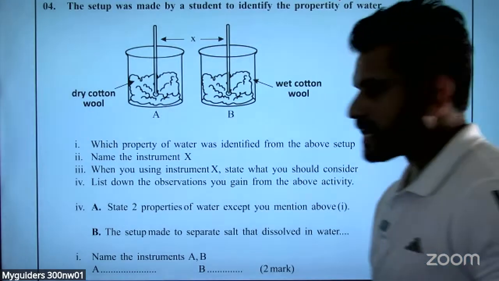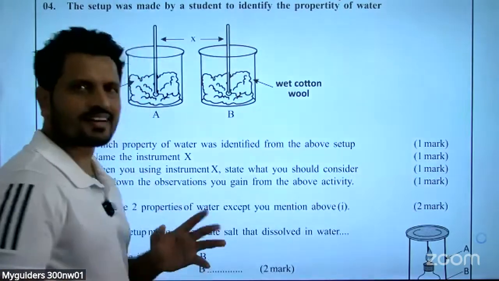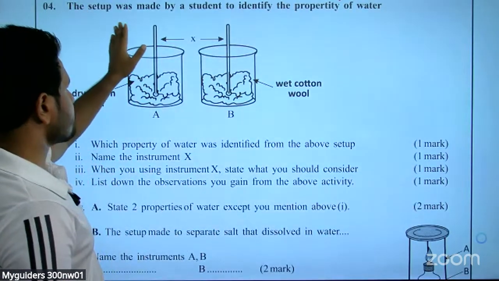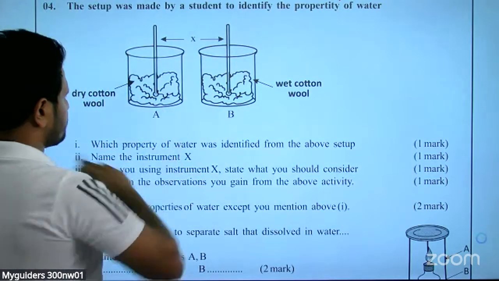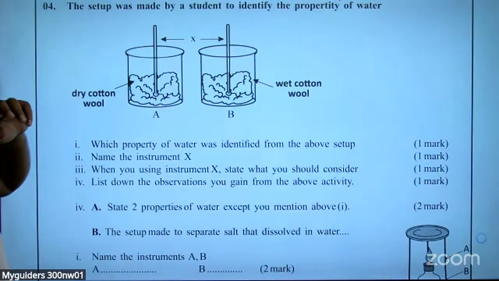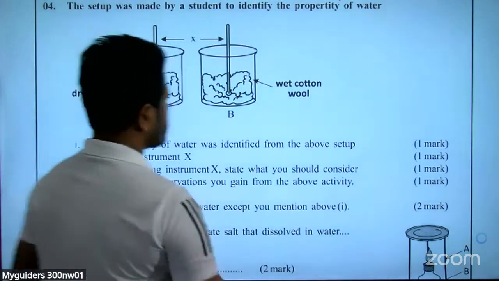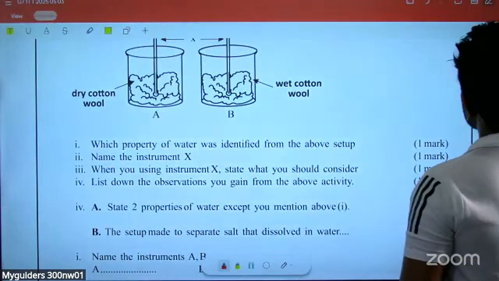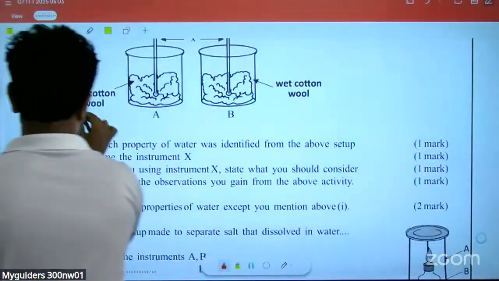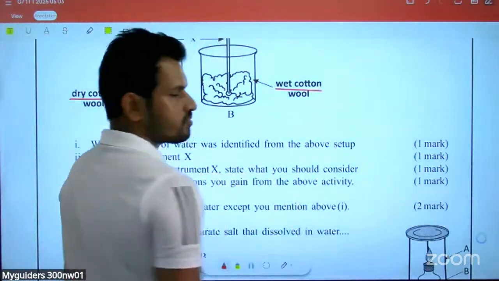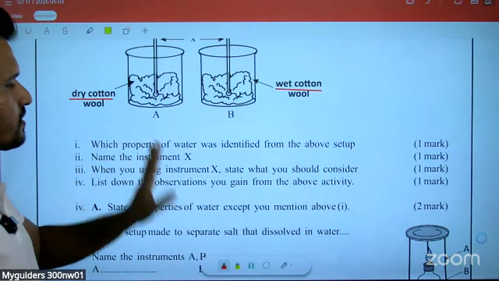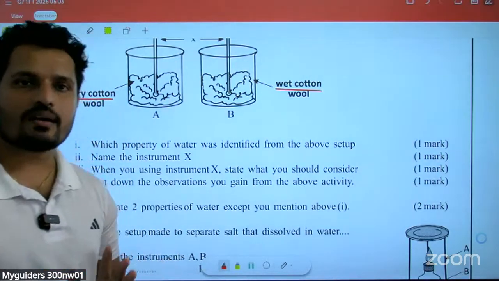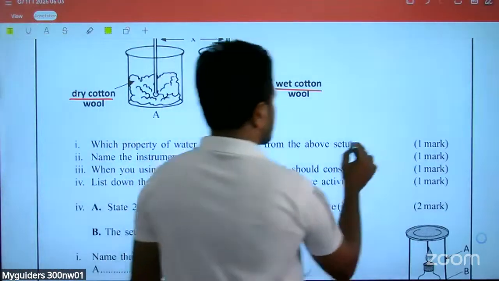Okay, let's start. Let's talk about water. This setup was made by a student in order to identify the properties of water. In setup A you can observe dry cotton, while in B you can observe wet cotton. Which property of water was identified from the above setup? Coolant property.